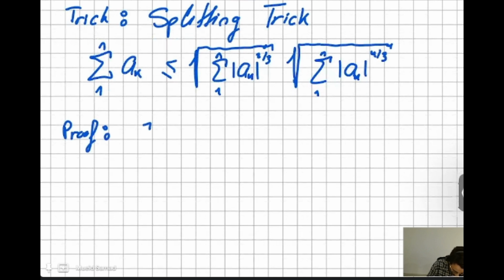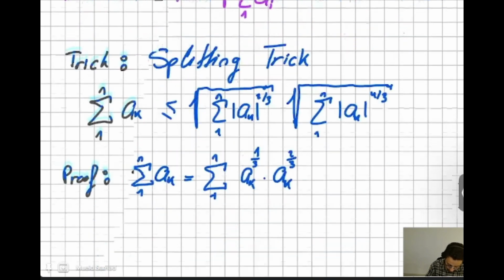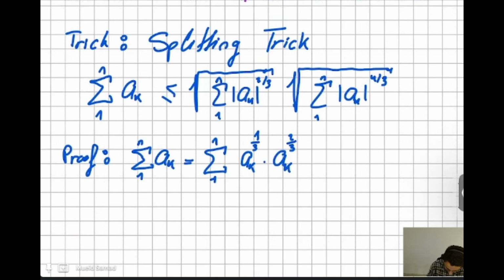Let's start out with the left-hand side, which is the summation from 1 to n of ak, which is equal to the summation. And here is now where the name of this trick comes from. We are going to split this ak into two parts. The first one will be ak to the power of 1 over 3 times ak to the power of 2 over 3. Well, and now we're going to use the Cauchy-Schwarz inequality. That's basically our ak, and that's the bk of the inequality that we wrote above.